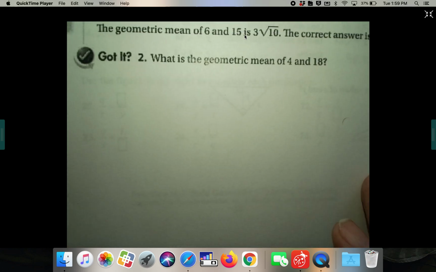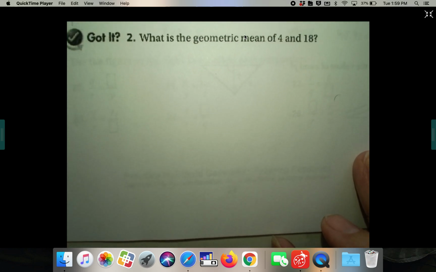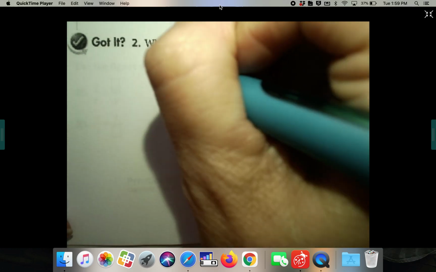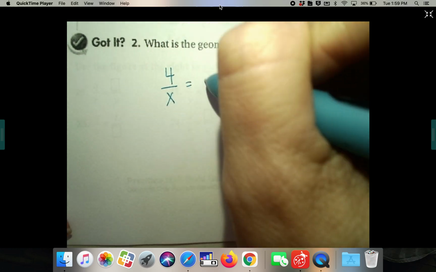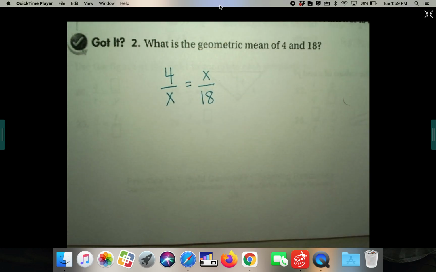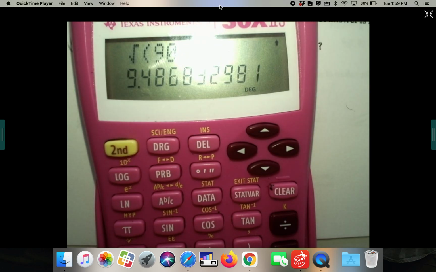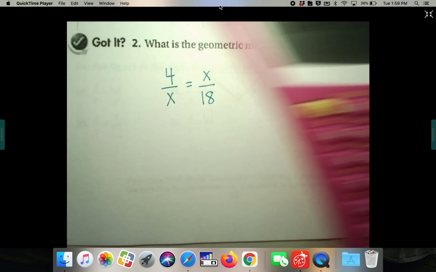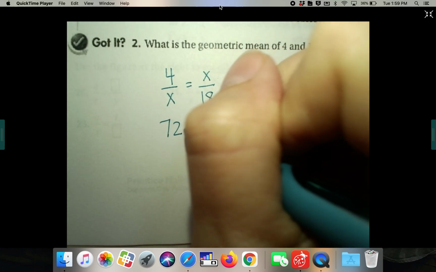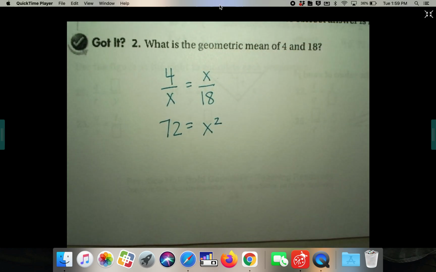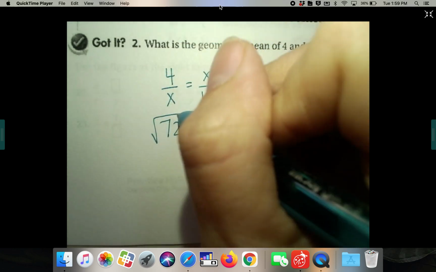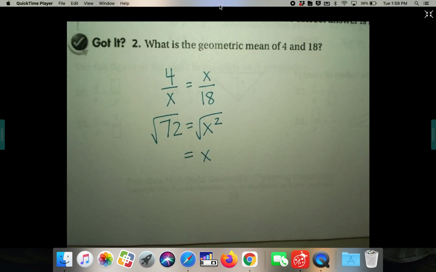So let's try this one. What is the geometric mean of 4 and 18? So again, 4 over x equals x over 18. This is how to set up geometric mean. Cross multiply, 18 times 4 is 72. 72 equals x squared, so you would root each side to get x by itself.